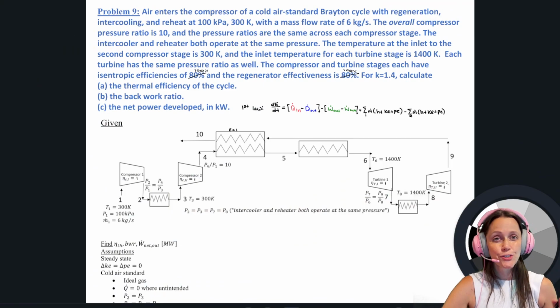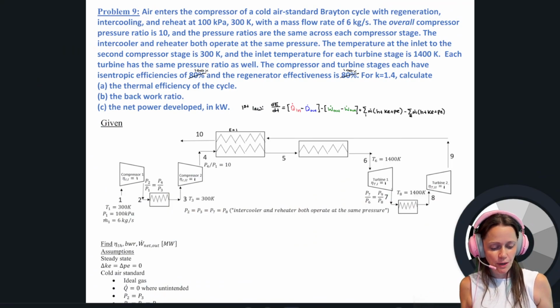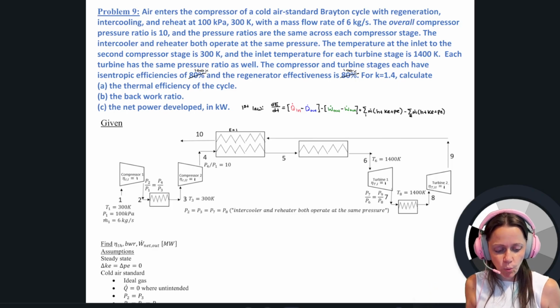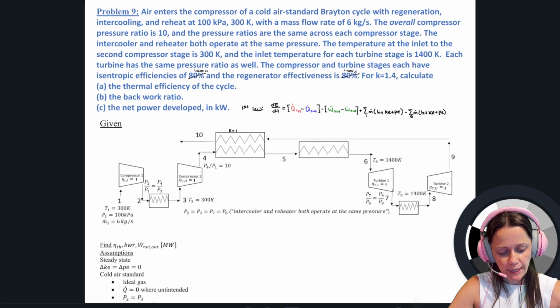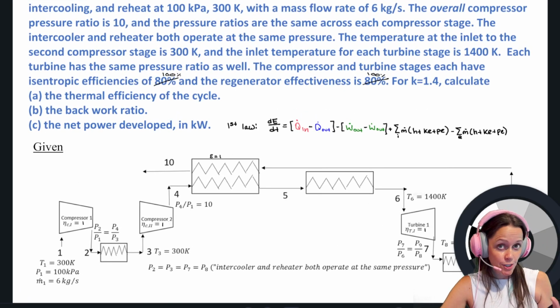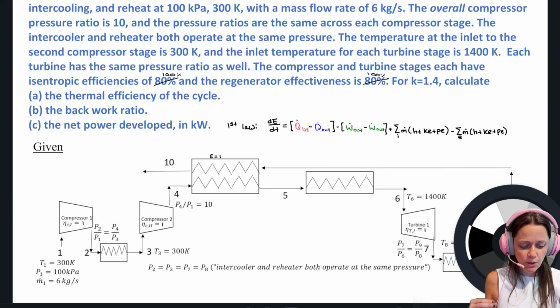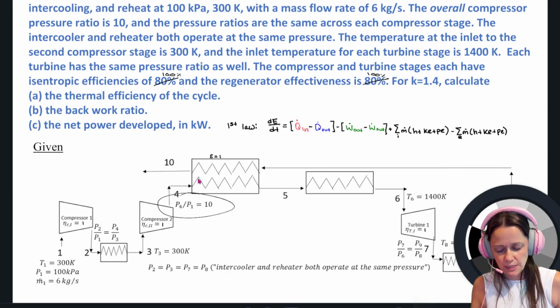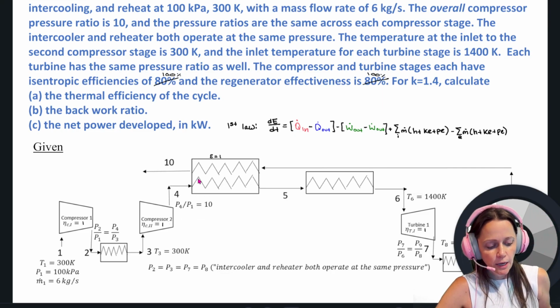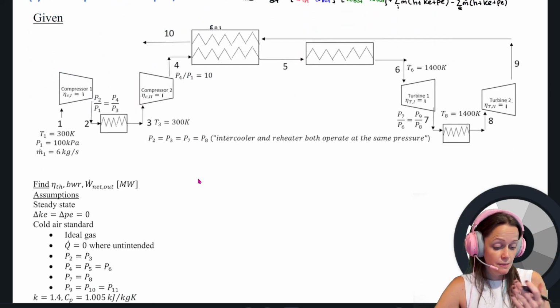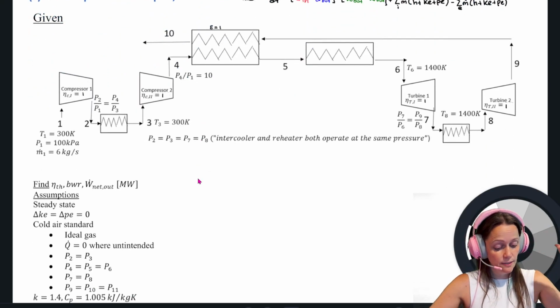All right, so I've changed the very last problem to be a little bit simpler as far as the isentropic efficiencies go. So let's walk through it. Notice, number one, I changed all of the isentropic efficiencies to 100% and the regenerator effectiveness to 100% as well. That's because I want to focus on this pressure ratio, because that's the thing that's going to trip people up. But what you see is this cycle, which has got intercooling.